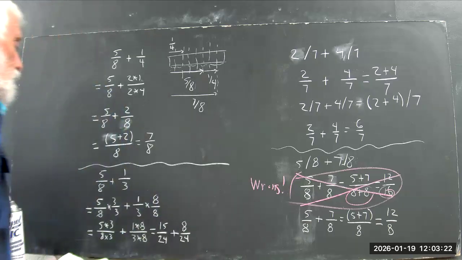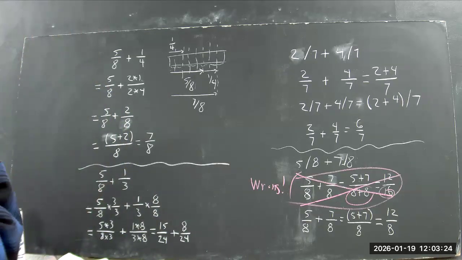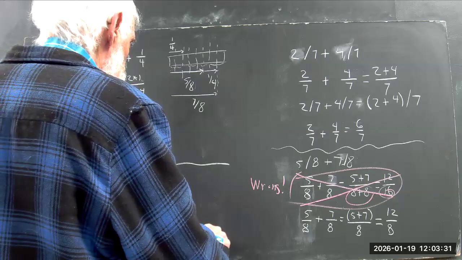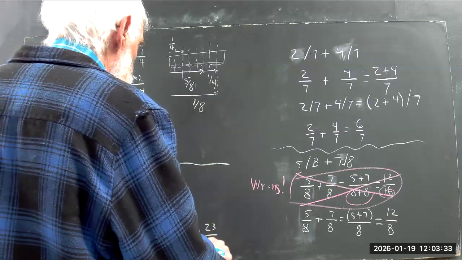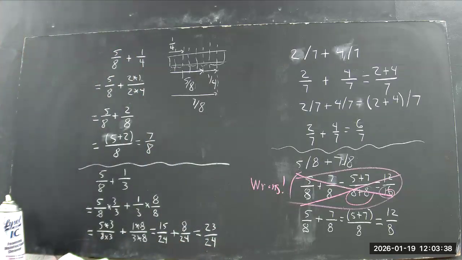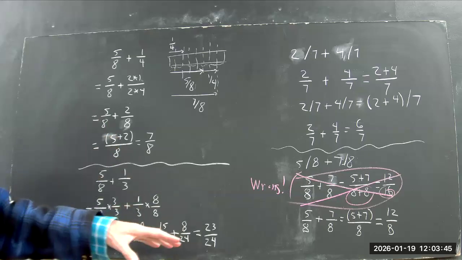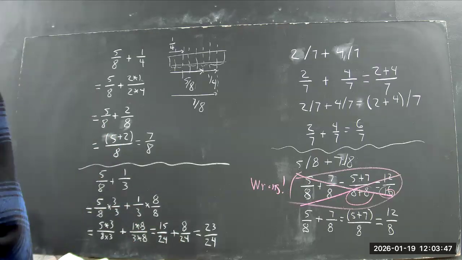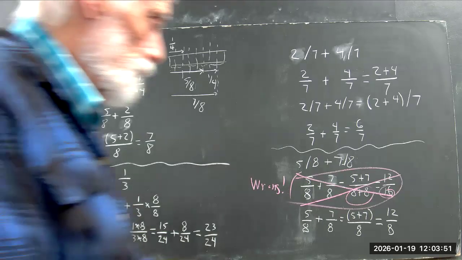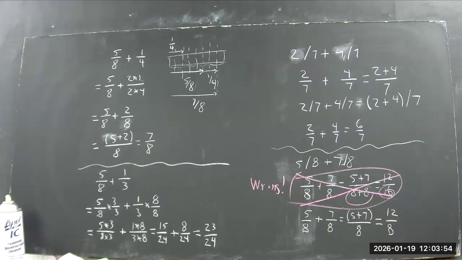And now we have the same size pieces. We've divided everything up into 24 pieces. We've got 15 of them. We've got 8 of them. We've got 23 of them. Now that's a very detailed explanation. There's one more example we need to do. Let me pause and see if anybody's got any questions.